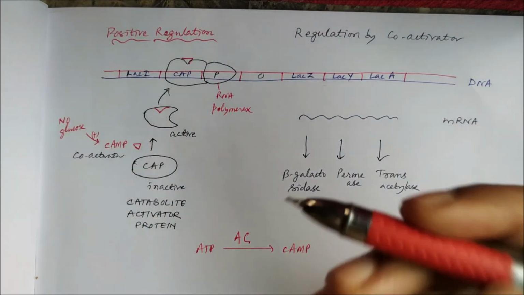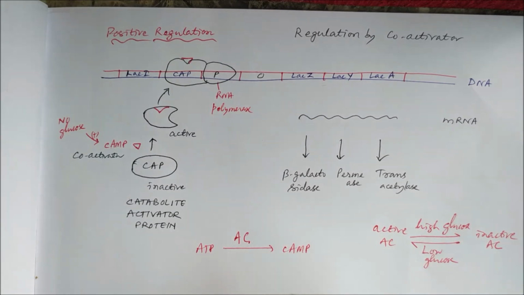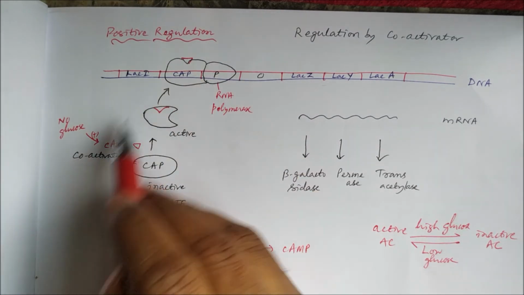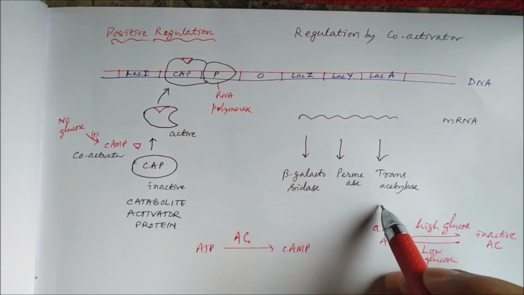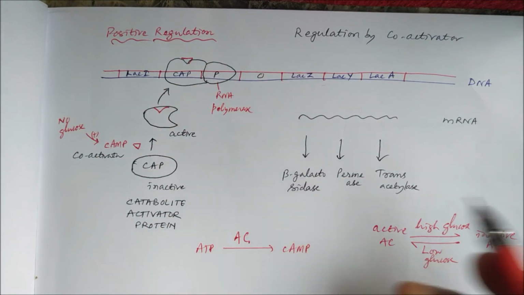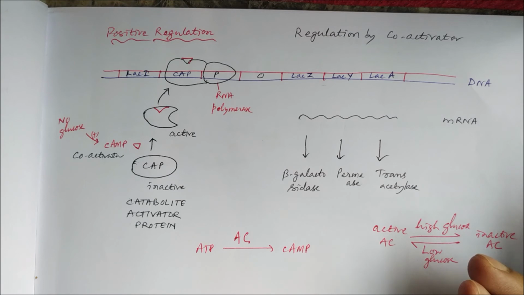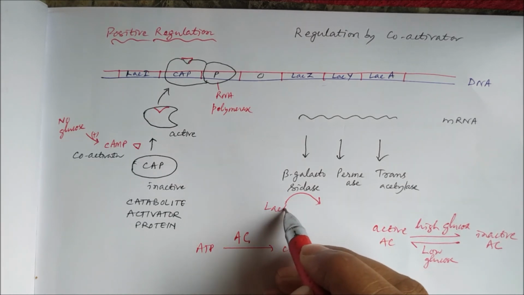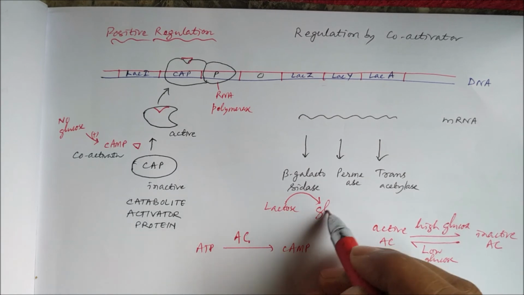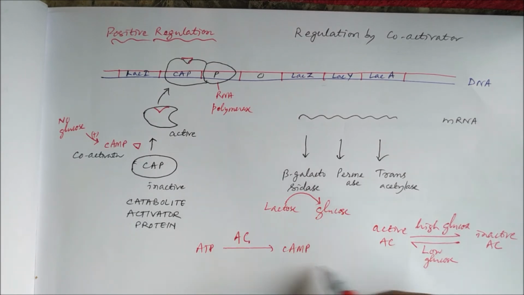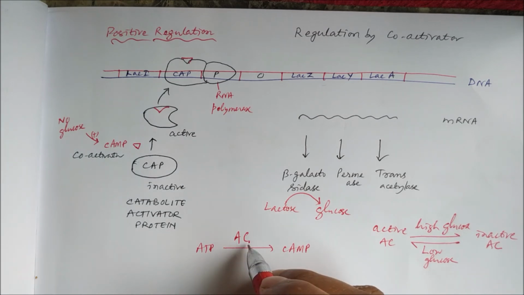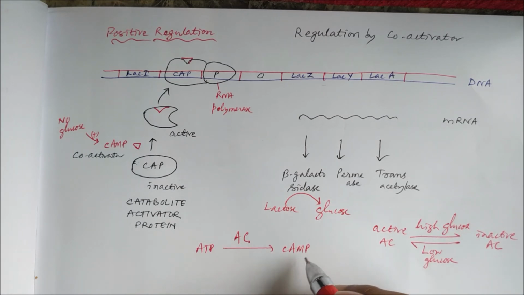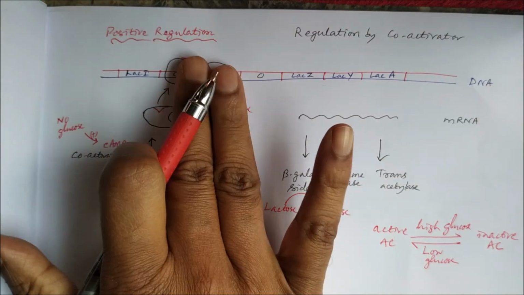And when there will be glucose, again when there is production of glucose, that will cause no gene transcription, and lactose will be broken down. So beta galactosidase causes degradation of lactose to glucose, and when there is glucose, the adenylate cyclase will be inactive, no cyclic AMP, and again it will stop.